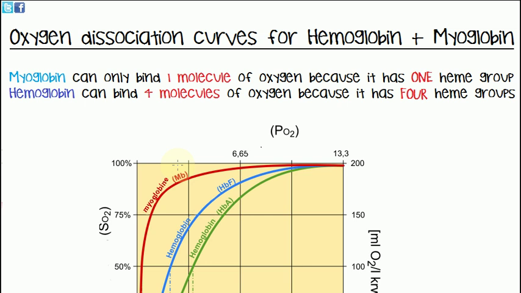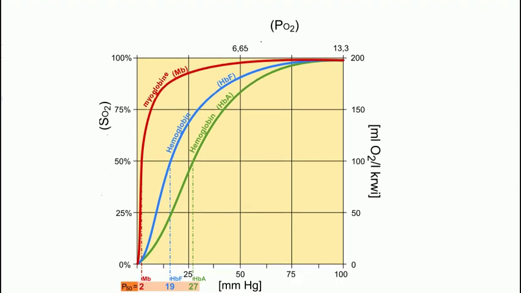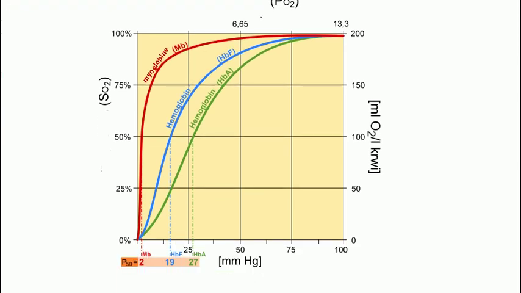Okay, and I've got a picture here of an oxygen dissociation curve, and there are several curves on it. There's myoglobin, hemoglobin, HbF. This is basically fetal hemoglobin, and I'm not going to talk about it in this video. This video is just about hemoglobin and myoglobin. I'm going to make a separate video on fetal hemoglobin. So we're just going to focus on myoglobin here and adult hemoglobin, HbA here.